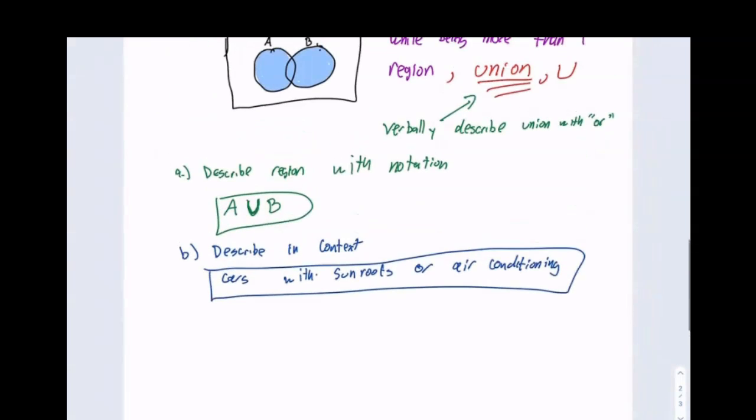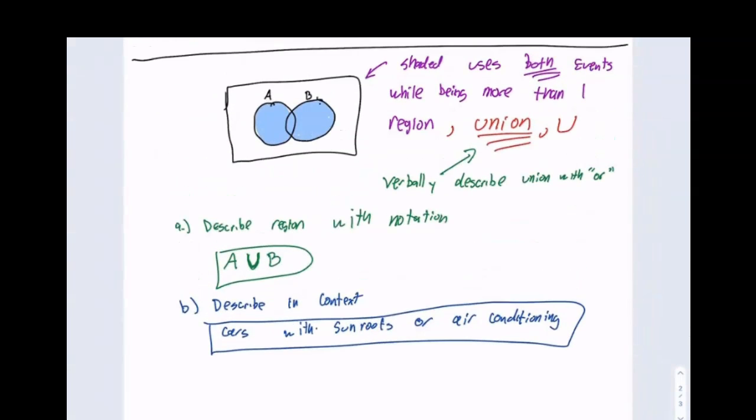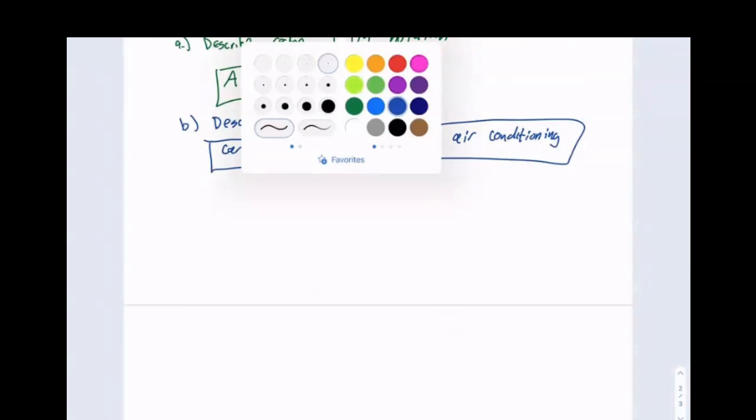All right, so let's do a different example of a problem with different contexts, and we're going to actually put some numbers inside of here. All right? So new example. A represents people who drink coffee. And B is equal to people who drink soda.